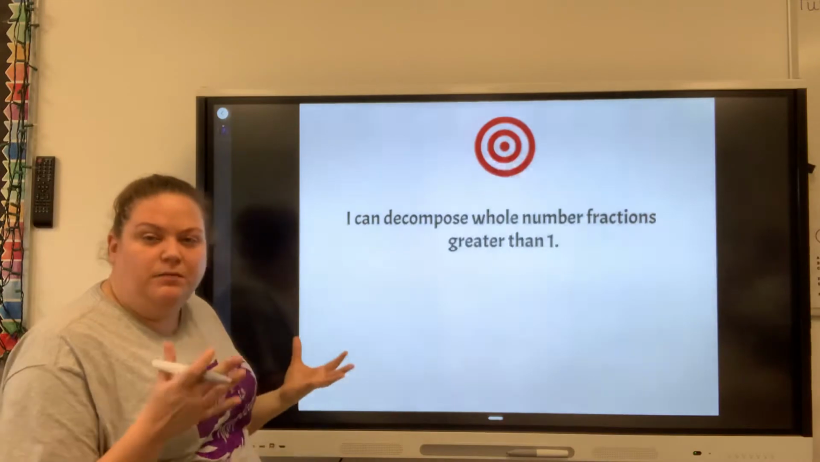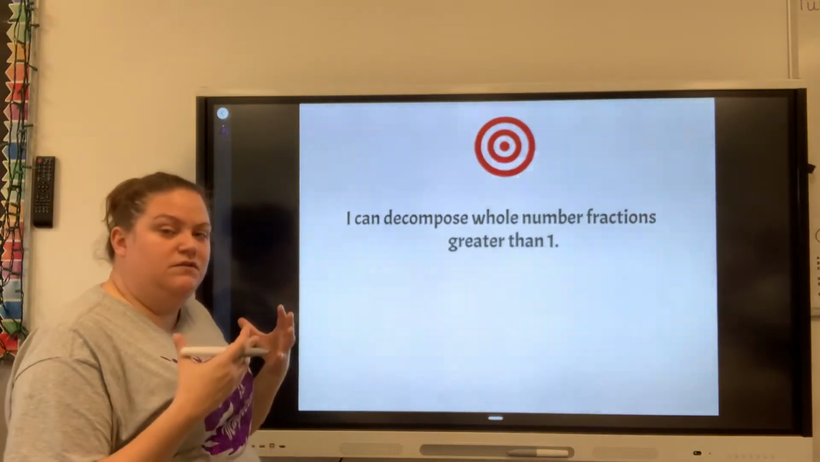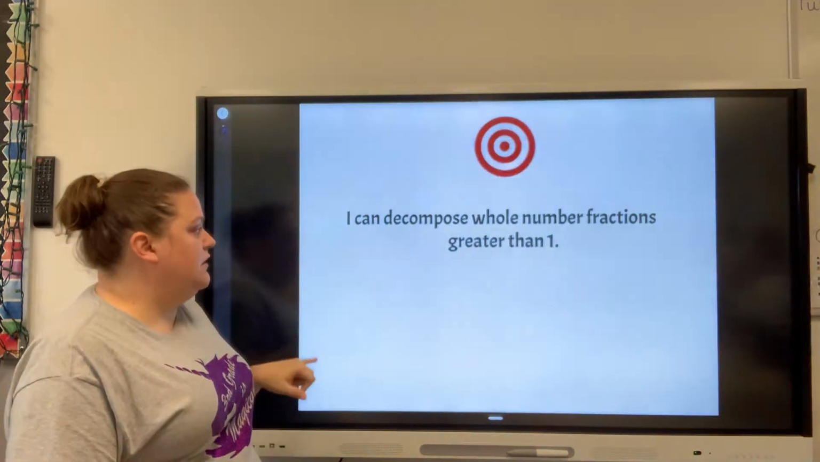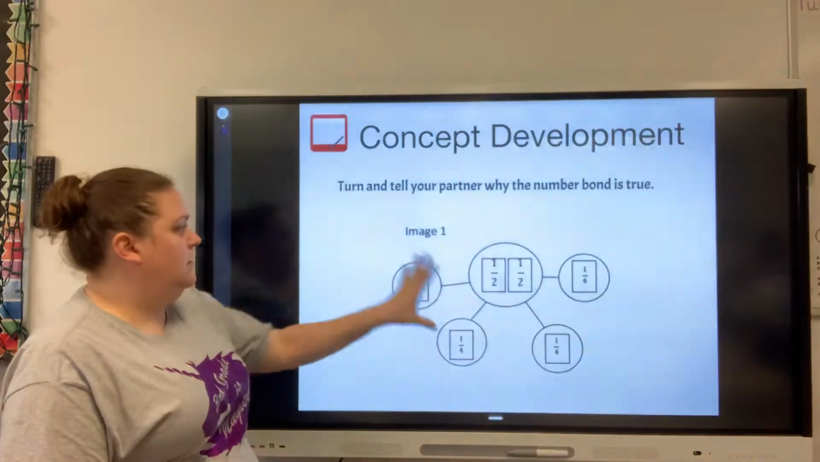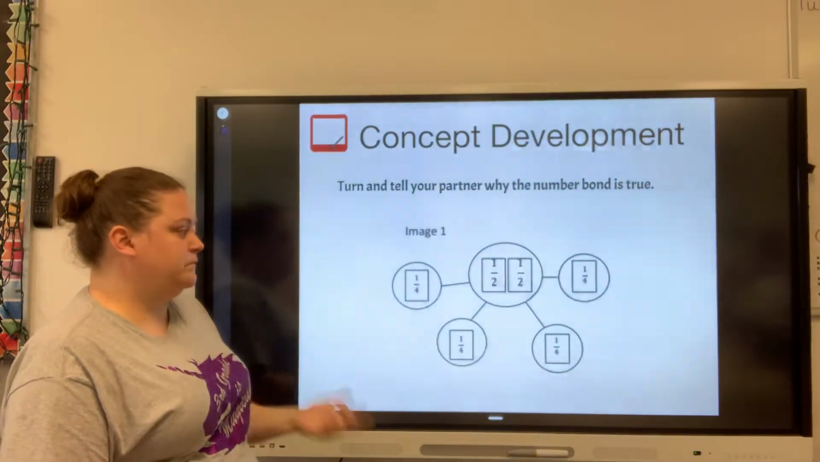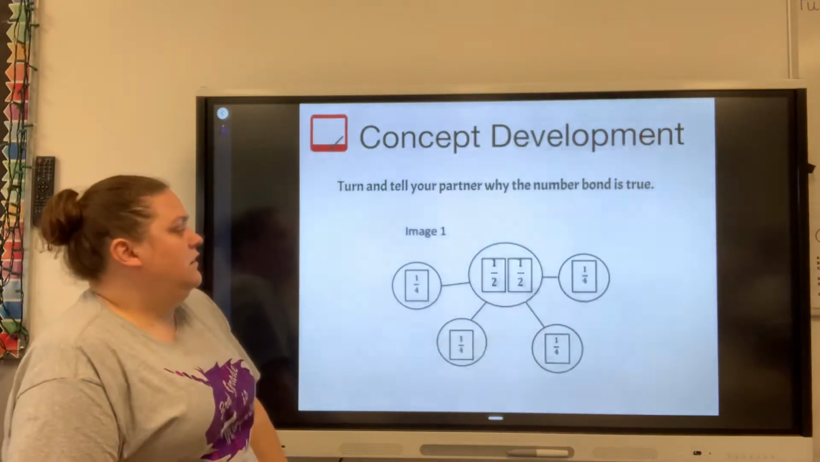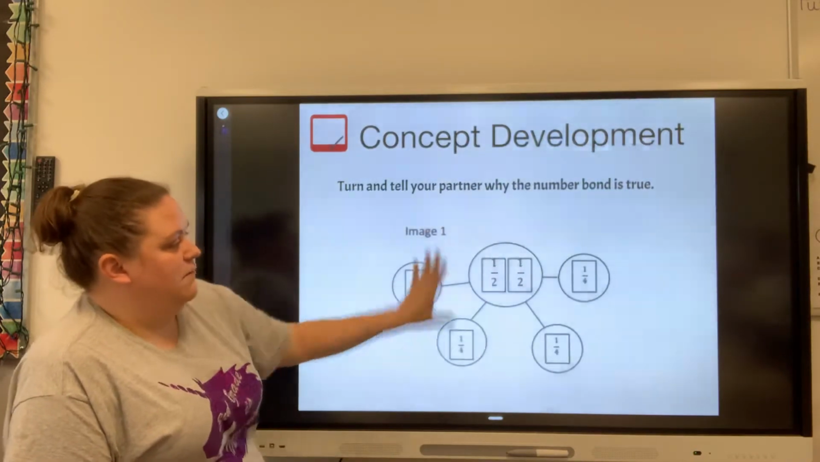I'm going to talk a little bit about decomposing them, and we're going to be using number lines, but we're also going to be using number bonds as well. So this is a number bond.